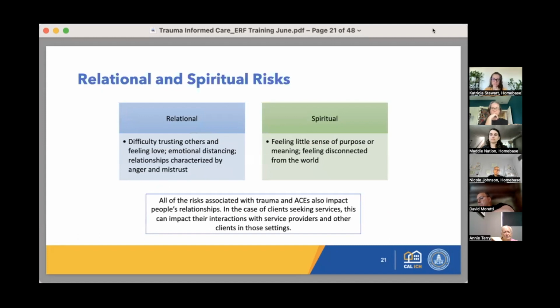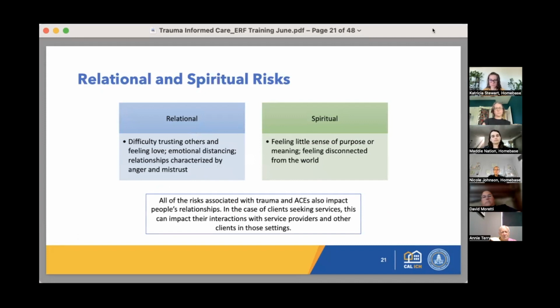And then some relational and spiritual risks that we already touched on a little bit are just difficulty trusting others and feeling love, some emotional distancing, or relationships that are characterized by anger and mistrust, and then feeling a lack of sense of purpose or meaning and feeling disconnected from the world.